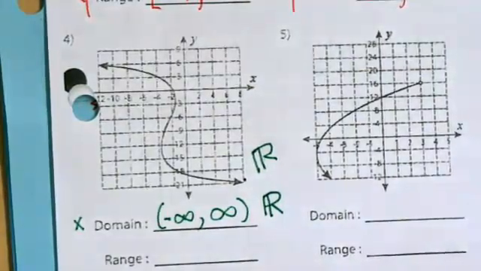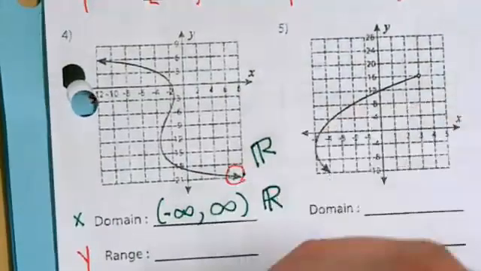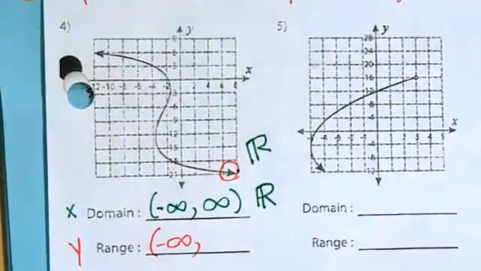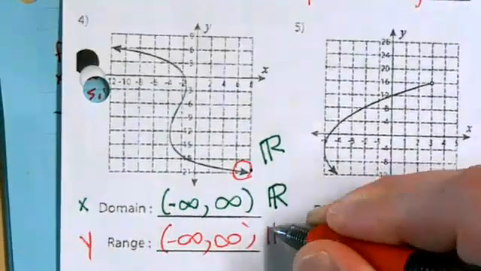All right, tell me about the range. How low does this graph go? Negative infinity. Yeah, it's going down and down and down forever and ever. And how high does it go? Goes up to positive infinity. Oh, we could have done double bar R for this one too.